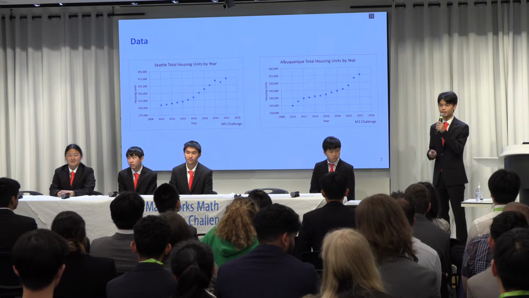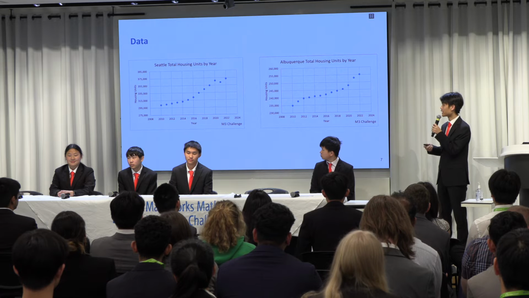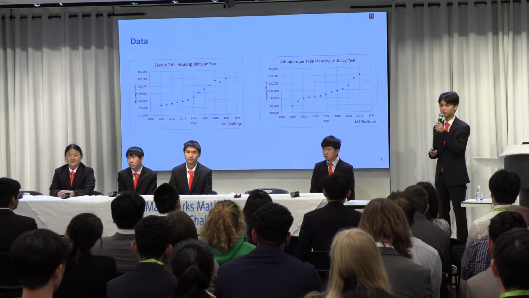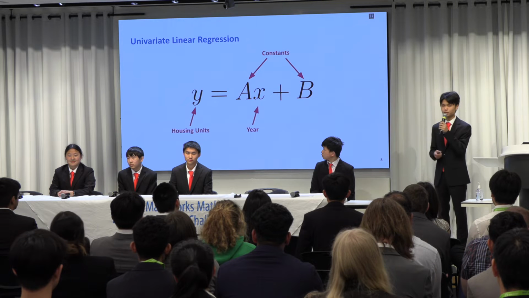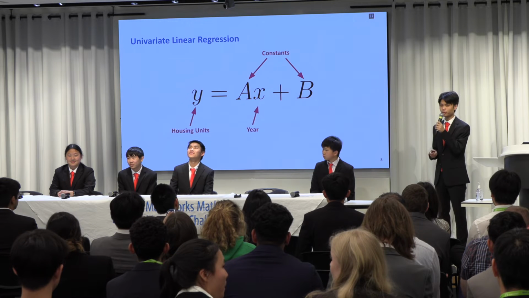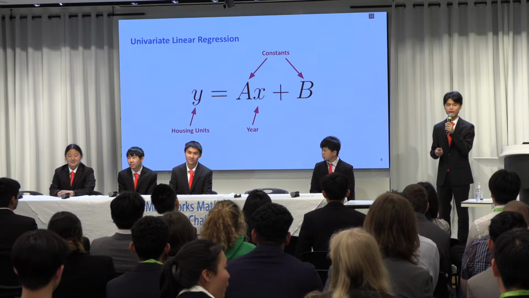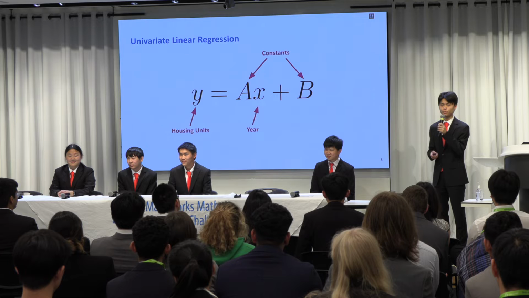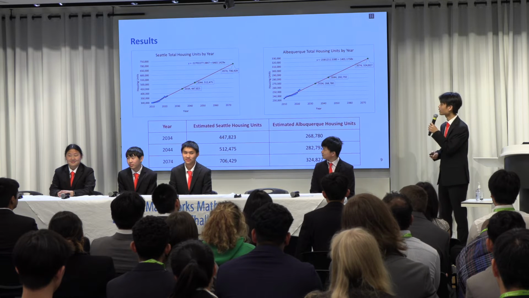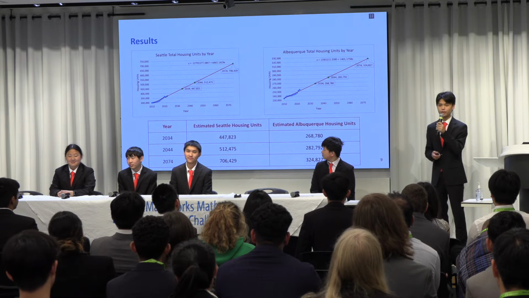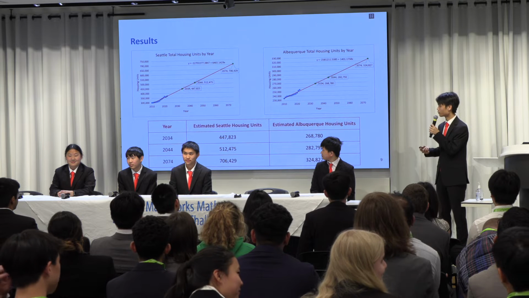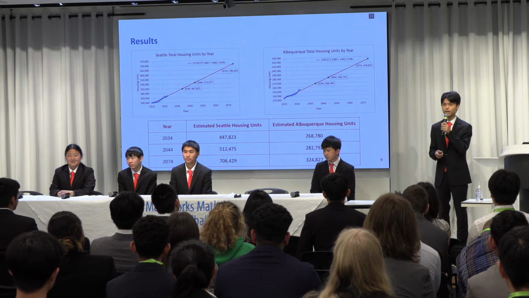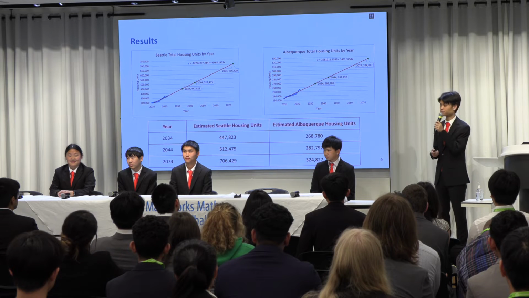Here's the data that were given by the M3 challenge. On the left is the Seattle data, and on the right is the Albuquerque data, and we're given the data from 2010 all the way up to 2022. We are trying to fit this onto a univariate linear regression model following the equation y = ax + b, where a and b are the constants that we're trying to adjust, x is the year, and y is the housing units that we want to try to predict. After fitting our data onto the model, we project the following results. Both Seattle and Albuquerque project a positive growth in housing supply, but Seattle's grows significantly faster.